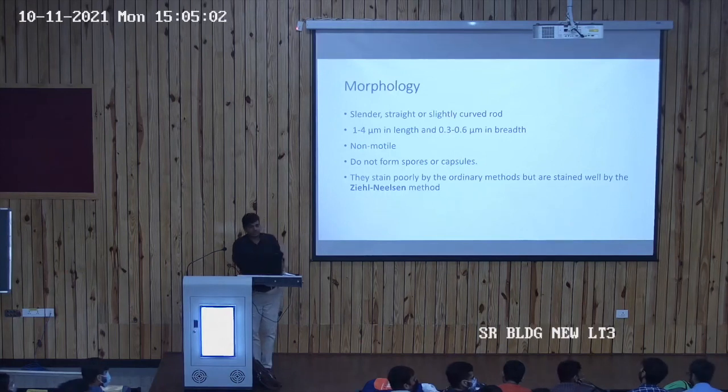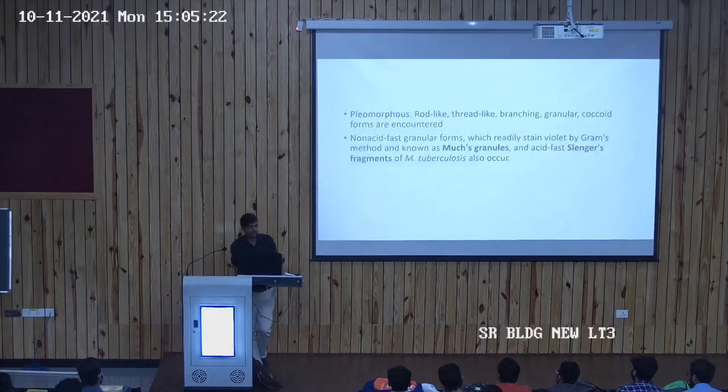So, morphology of the bacteria: they are slender, straight or slightly curved rods. They are 1 to 4 micrometer in length and 0.3 to 0.6 micrometer in breadth. They are non-motile. They do not form spores or capsules. They stain poorly by ordinary methods like Gram stain, but are stained well by the Ziehl-Neelsen method. They are pleomorphic, so rod-like, thread-like, branching, granular and coccoid forms can be seen.